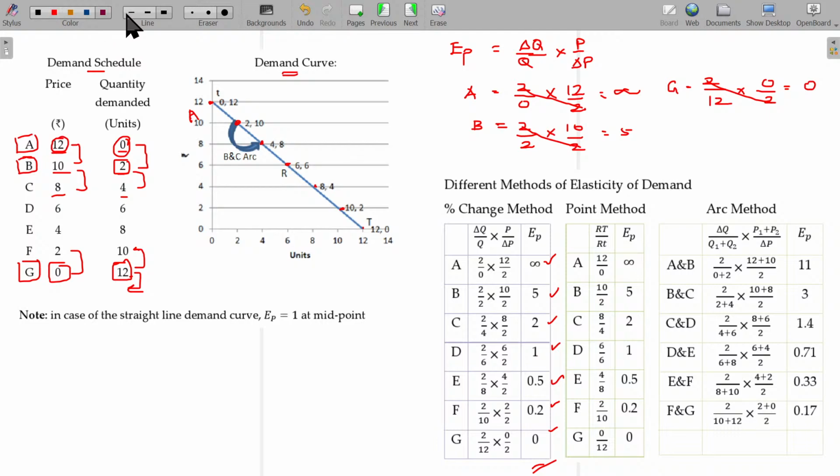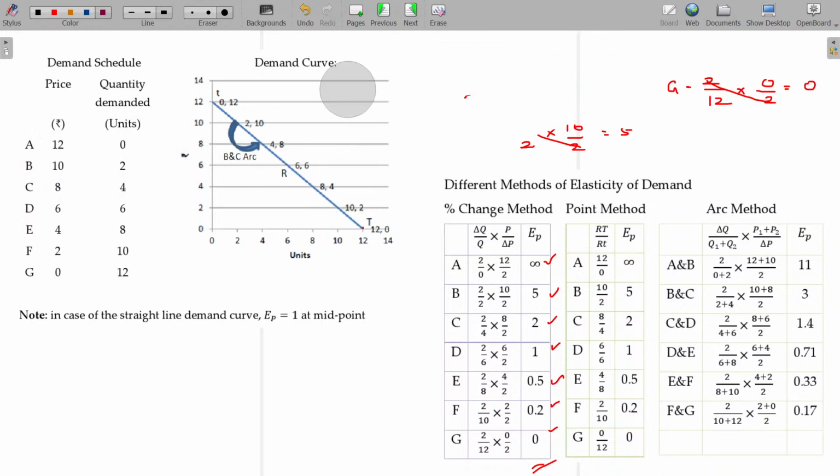So we have now completed the point elasticity, especially the percentage change method. So this is over. Now my question is, I don't want to get the elasticity of price at this point or this point or this point. I need to know the elasticity of demand with respect to the price between these 2 points. That will be called the arc elasticity method.